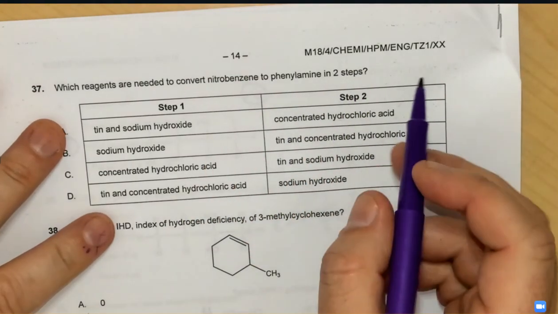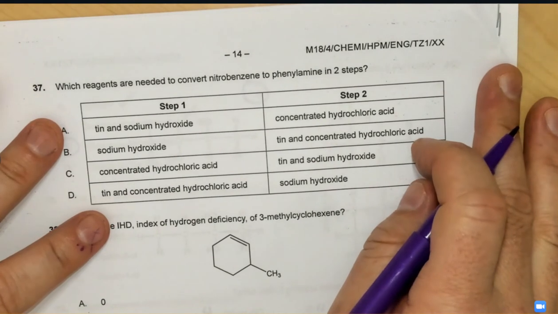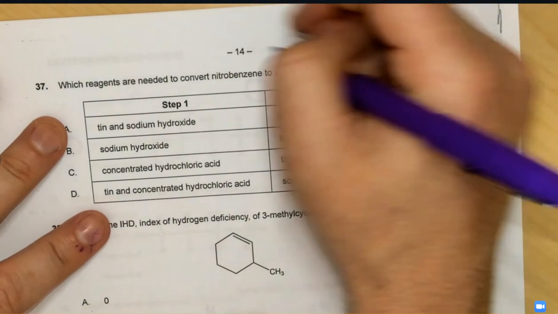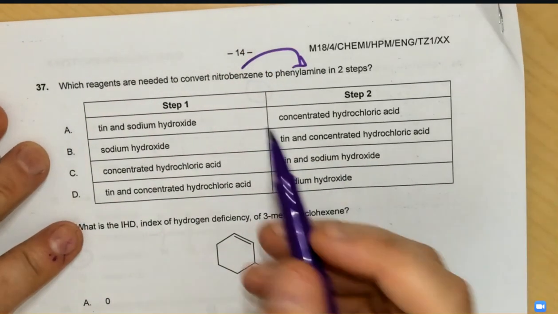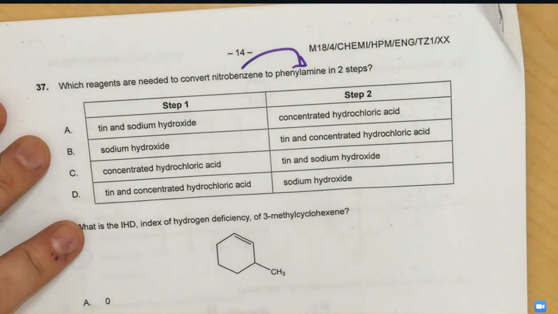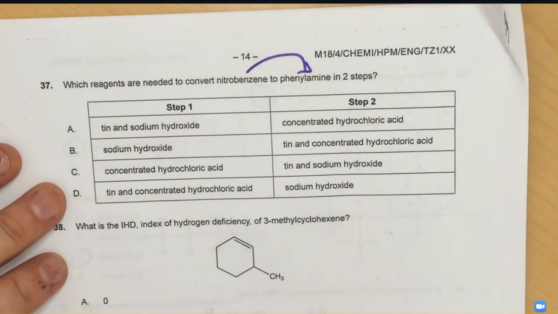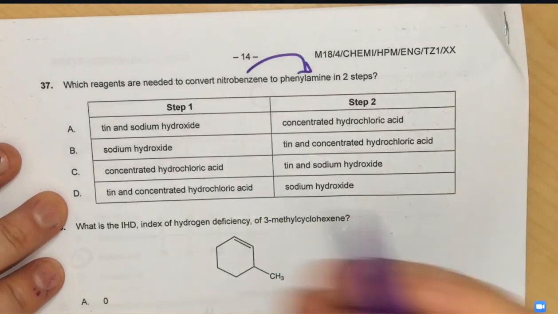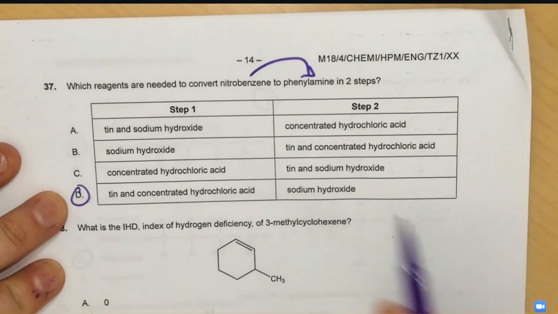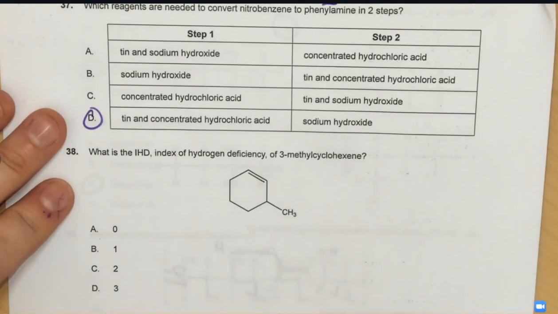Which reagents are needed to convert nitrobenzene to phenylamine in 2 steps? If we're going to take nitrobenzene and reduce it to phenylamine, the first thing we do is mix with tin and concentrated acid. So it's got to already be choice D, and we deprotonate with sodium hydroxide.